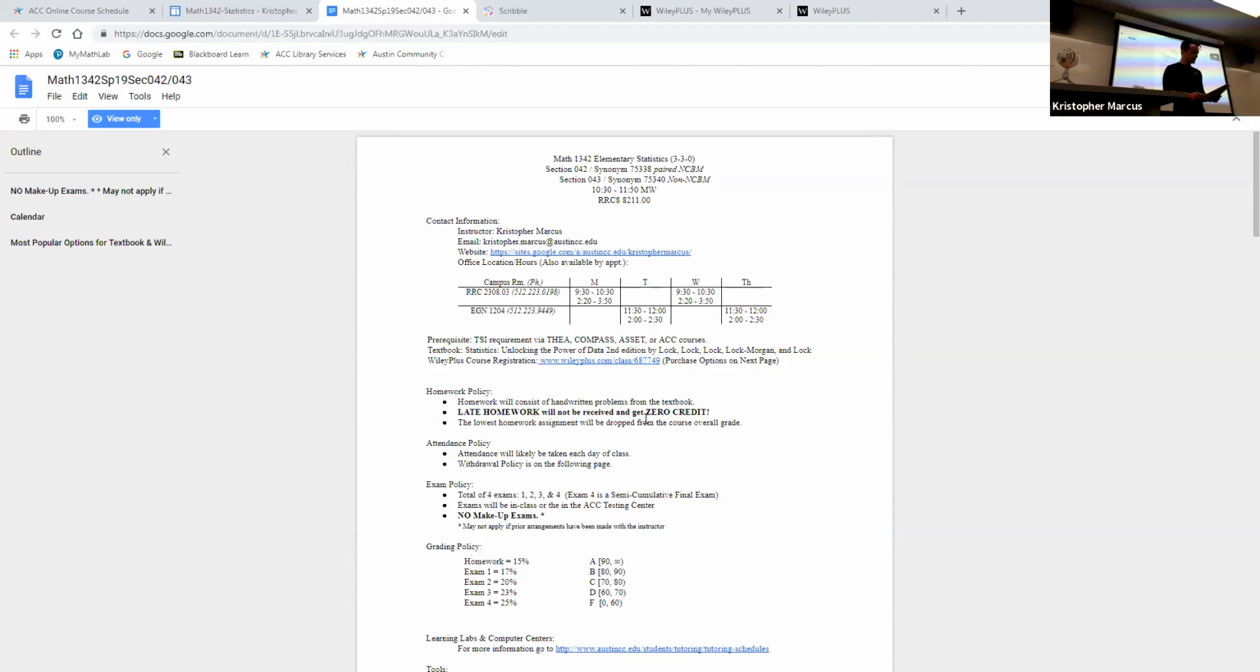The grades, the way they're divvied up, homework accounts for 15% of your overall grade, and the exams are weighted heavier as we go through the course because they are kind of naturally cumulative in nature. So the first exam is 17%, second exam is 20%, third is 23%, and the final counts as 25%.